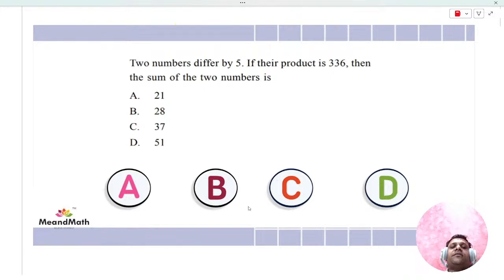I'm waiting for the answers. The question is: two numbers differ by 5. If their product is 336, then what is the sum of the two numbers?